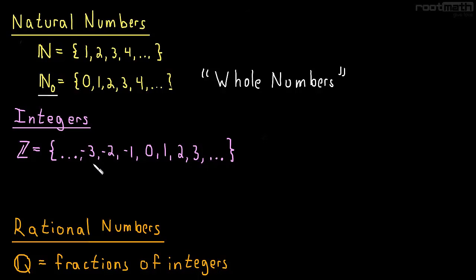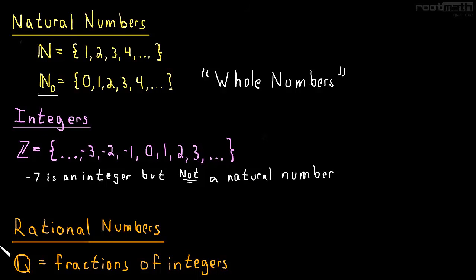Now, the integers have all the natural numbers, they have 0, and they have these negative numbers. So an example of an integer is something like -7. Now, -7 is an integer, but it's not a natural number because there's no negatives in the natural numbers. On the other hand, something like 20 is both a natural number and an integer. We can clearly count up to 20 in the natural numbers, and the integers include all the natural numbers, 1, 2, 3, 4, 5, and so on.